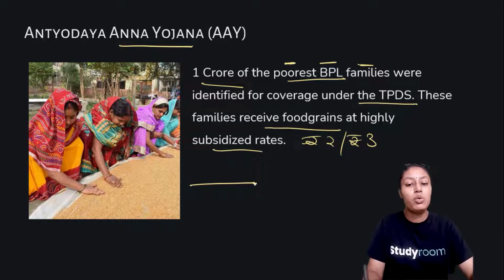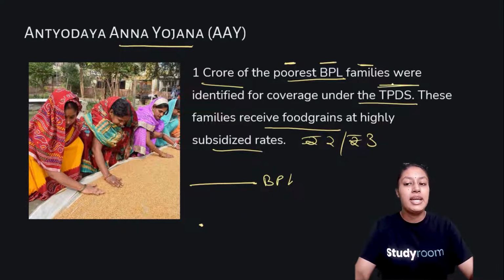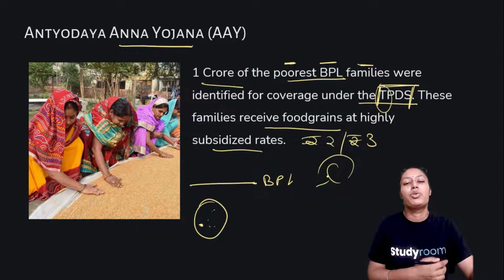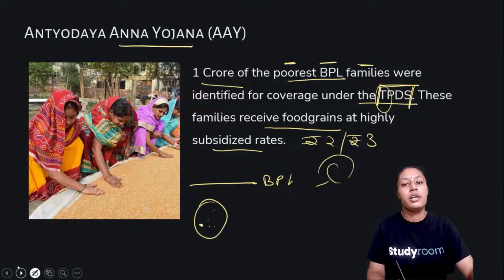Okay. So now who are these people? These are the people who come under a very low level of BPL families. Okay. So TPDS is targeted public distribution system. Under this, government has targeted these people, pointed them out, put them in a circle, and tried to help them through these schemes, one of which is Antyodaya Anna Yojana.